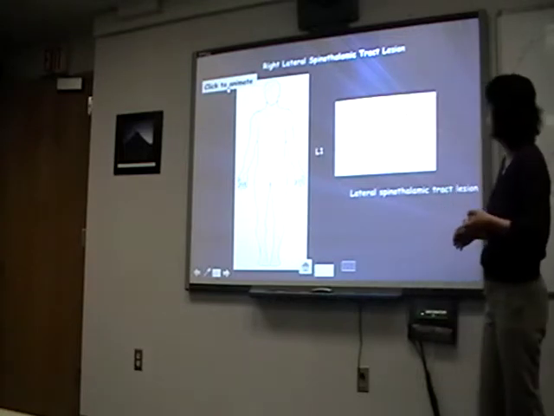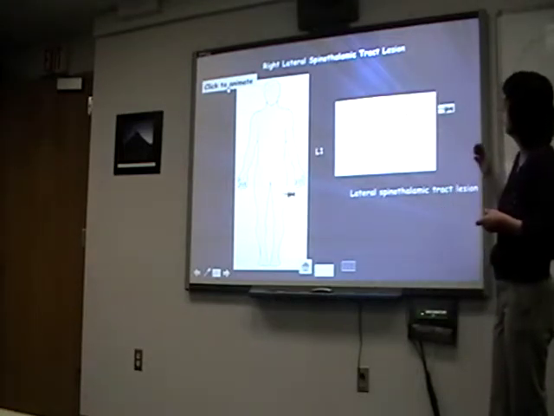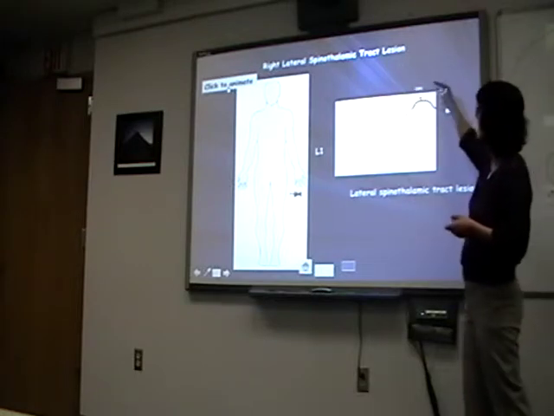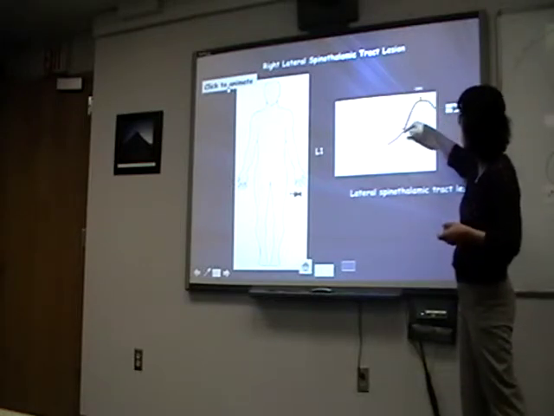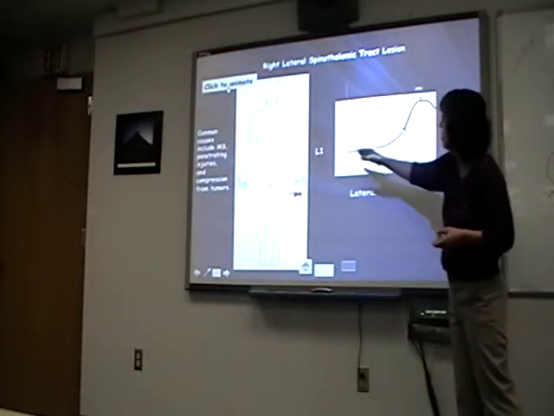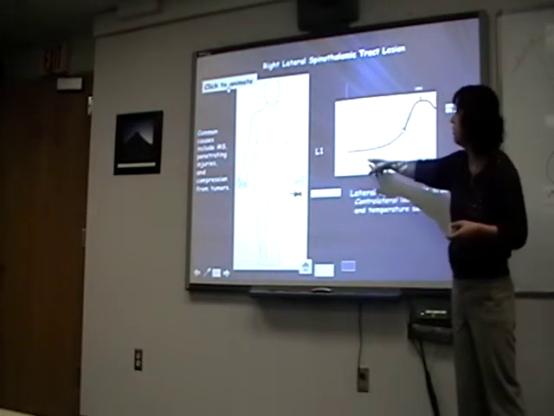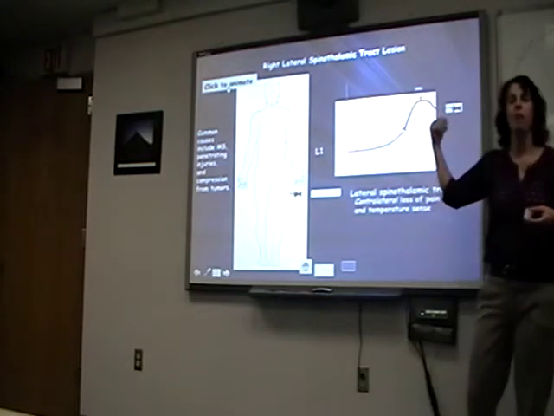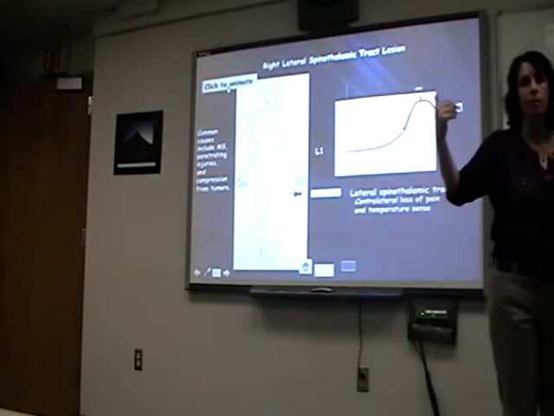These are the fibers that, again, come in, synapse, cross over, and then travel up here. So it's already crossed. So this information came from the contralateral side of the body.